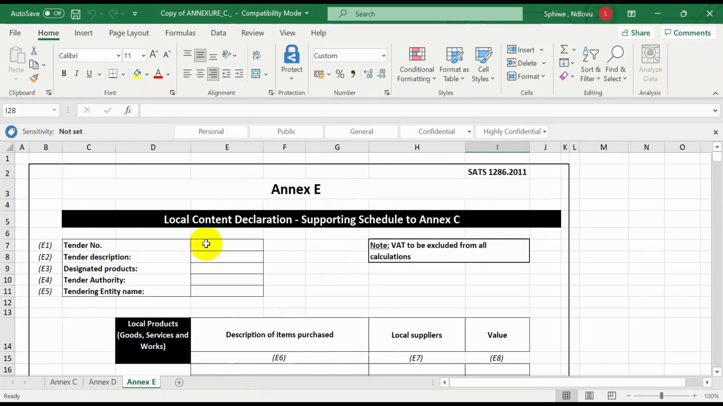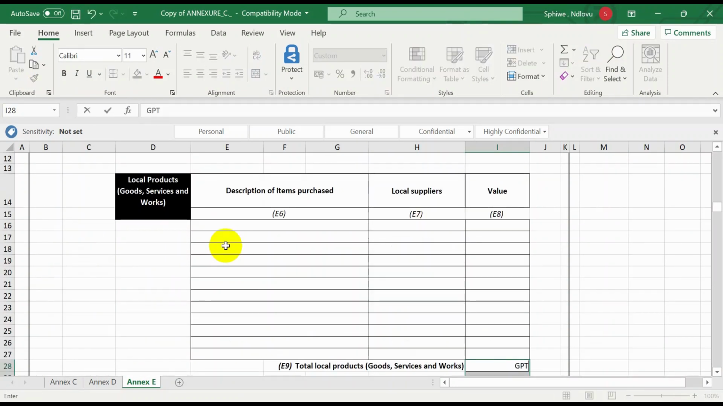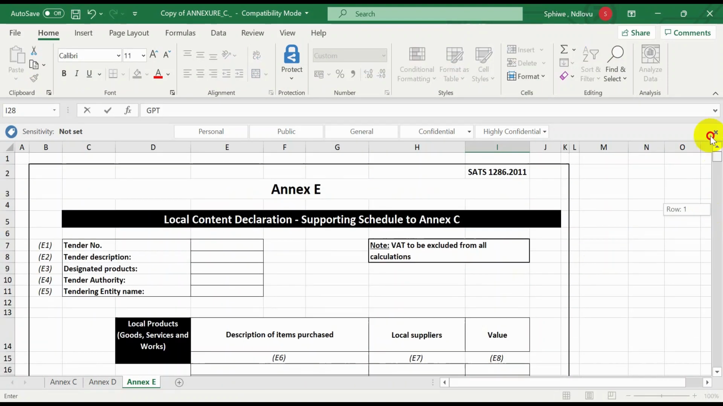So the tender number is the tender number that will appear on the tendering document. Let's give an example of the tender number. It says GP, Gauteng Province, for the Gauteng Department of Economic Development, 08632 of 2022, for example. The tender description is that we're buying all those things. Let's just make an example of golf t-shirts here.